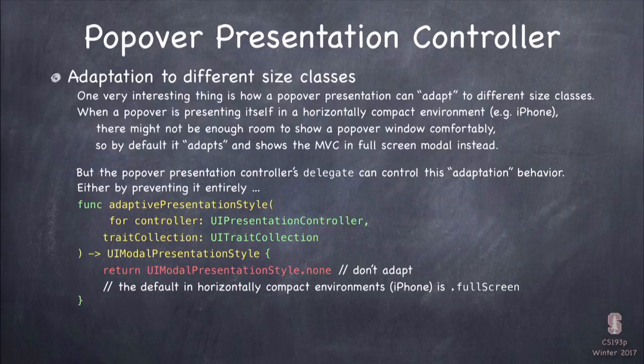This delegate method of the popover presentation controller is called adaptivePresentationStyle(for:traitCollection:). And what this is basically asking is, I'm about to present this controller, the argument there, in an environment with this trait collection. Remember, trait collections are like horizontal size class, vertical size class. And it's asking you to return what kind of adaptation you want to do. So you can return none, and it will not adapt. It'll just do it like a popover. So this is how you could get a popover on an iPhone. Just implement this delegate method and return .none. If you do that, it won't adapt.